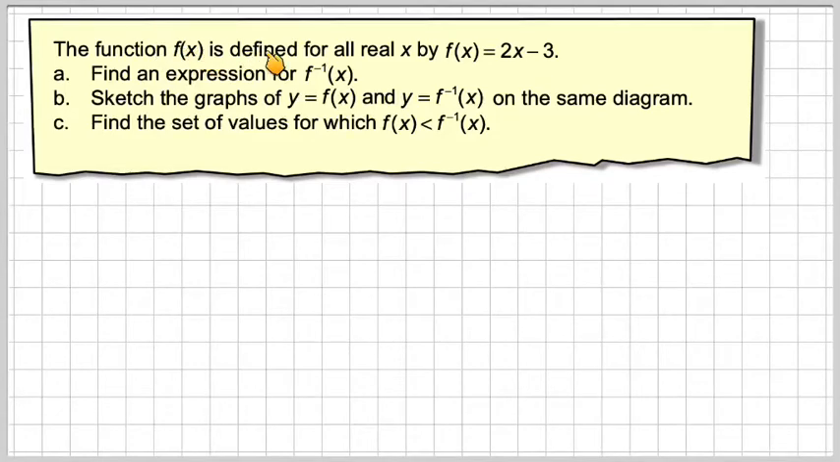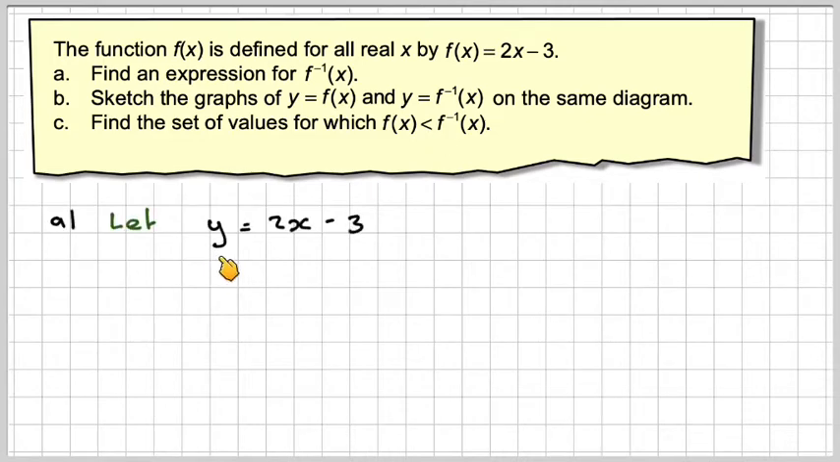The function f of x is defined for all real x by f of x is equal to 2x minus 3. Find an expression for f to the minus 1 of x, which is the inverse function. Sketch the graphs of y is equal to f of x and y is equal to f to the minus 1 of x on the same diagram, and find the set of values for which f of x is less than f to the minus 1 of x.